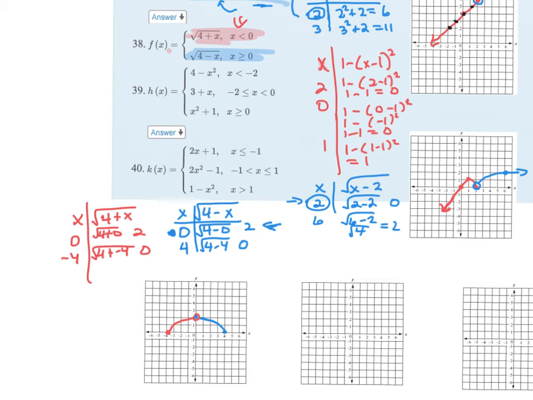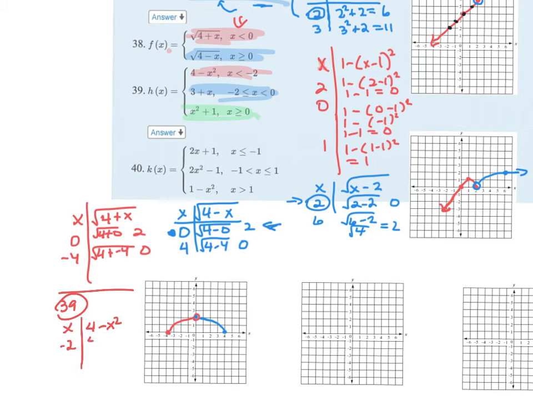Again, I've got 3 different graphs here. So again, I'll do the first one in red, the second one in blue, and then I can do the third one in green. So let's go ahead and take a look at the first one. Again, another parabola. So over here I'll do the table for number 39. So x, and then my equation is 4 minus x squared. My values for x have to be less than -2.